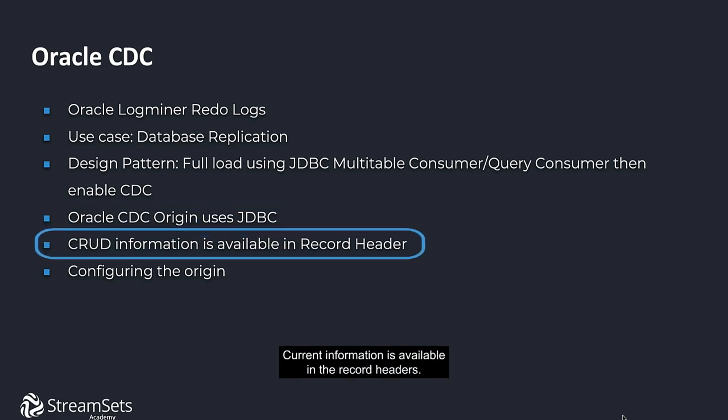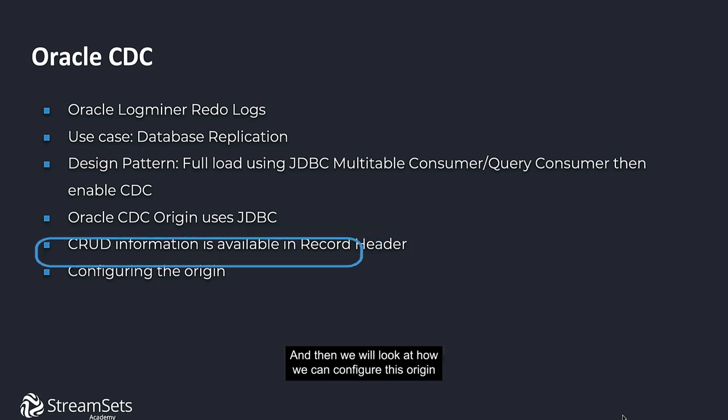CRUD information is available in the record header, so it tells you exactly which records are changed, whether it's an insert, an update, or a delete. If it's an update or delete, it'll give you the old data, and in case of a delete, it'll tell you what has been deleted. So you can use that if you want to do it manually, or if you plug it in with Snowflake, then it automatically makes those changes on the Snowflake database as well. And then we will look at how we can configure this origin.